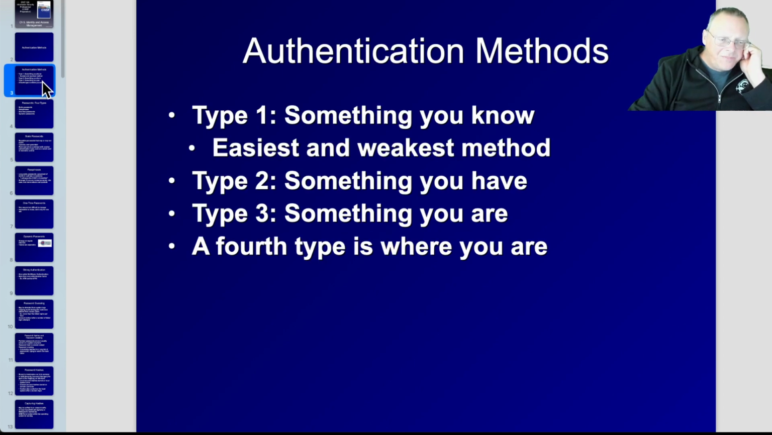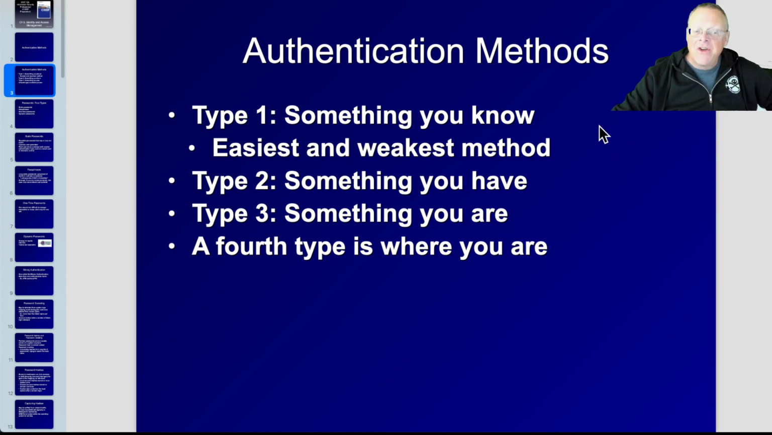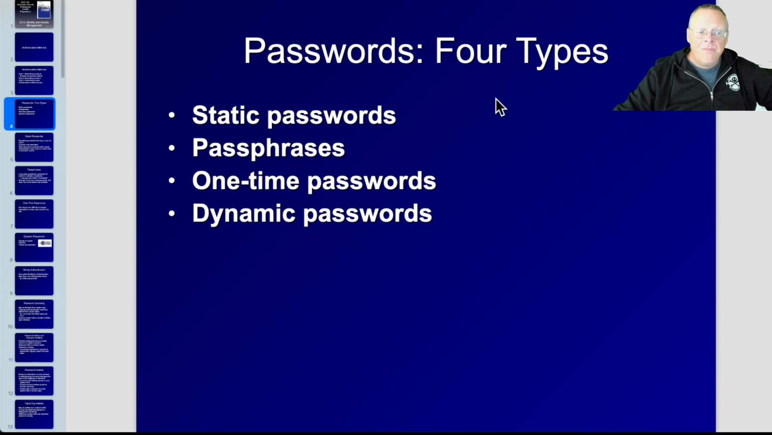All right, now identification is claiming to be somebody with a username, and authentication is proving it with something that most people don't have, and hopefully only the authorized user has. The most common technique is a password, just something you know. Something you have is another way, like an RFID card, or something you are, like your fingerprint. Another type is where you are, your geographic location. These are methods of authenticating who you are. Passwords are the cheapest and most common and the weakest.